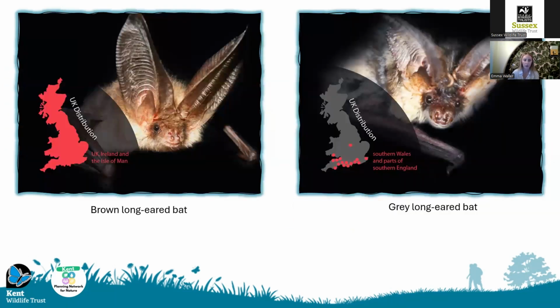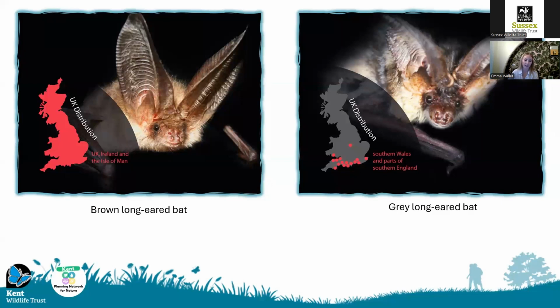Next, we have two long-eared species. We have the brown long-eared and the grey long-eared bat. So the brown long-eared bat is another very common species we have in the UK, found throughout Britain, compared to the grey long-eared, which is one of our rarest species of bat, found only in southern England in relatively small numbers. So long-eared bats are light sensitive and typically emerge around 40 minutes after sunset.